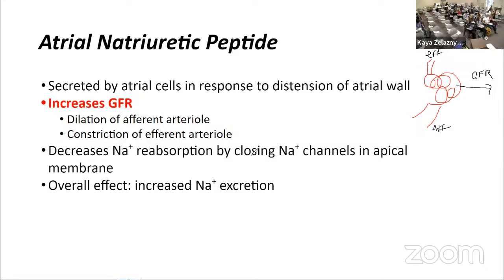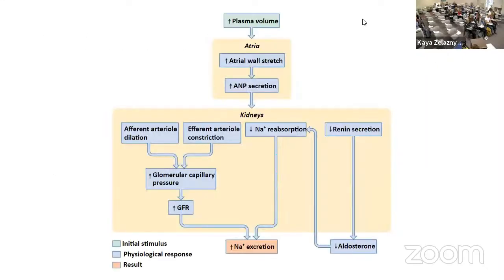Other things ANP does: it's going to decrease sodium reabsorption by closing sodium channels in the apical membranes. So it's basically doing the opposite of what we were looking at with aldosterone. And the overall effect of ANP is going to be increases in sodium excretion. ANP is going to increase your sodium excretion versus the aldosterone, which was increasing your sodium reabsorption. So you have your kidneys working on their reabsorption of sodium and water, potentially fighting against your heart, which is working on this sodium excretion. Okay. Cool. So here's how that would work in a diagram.